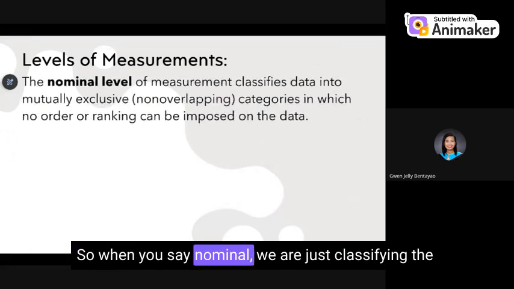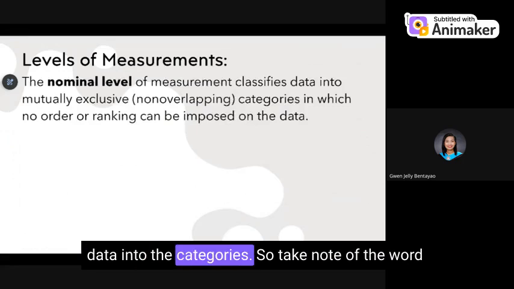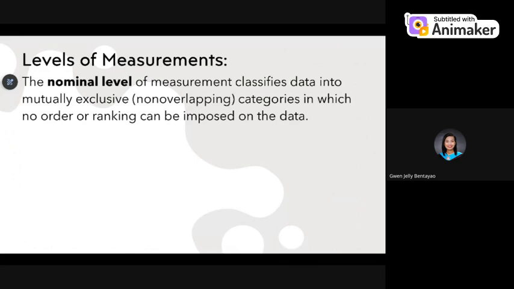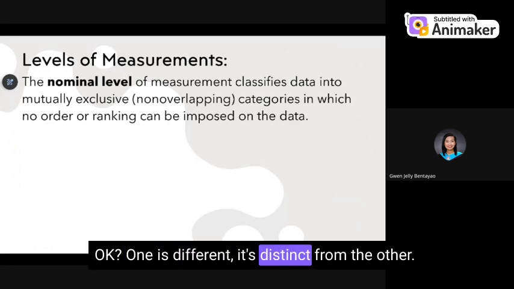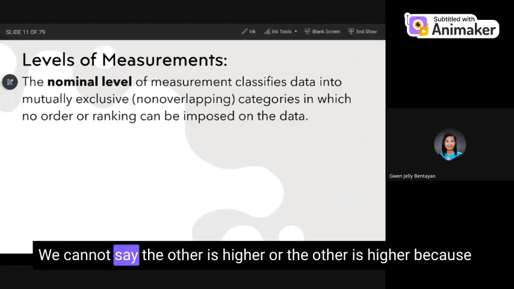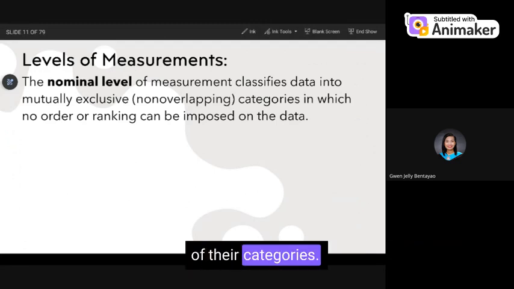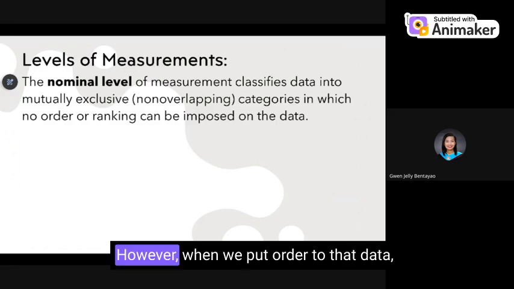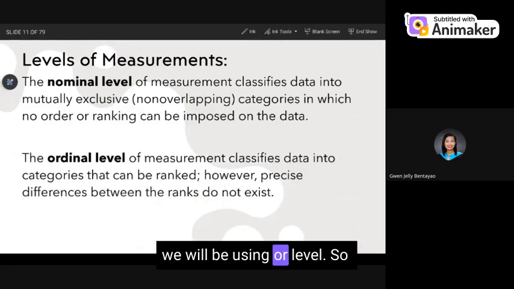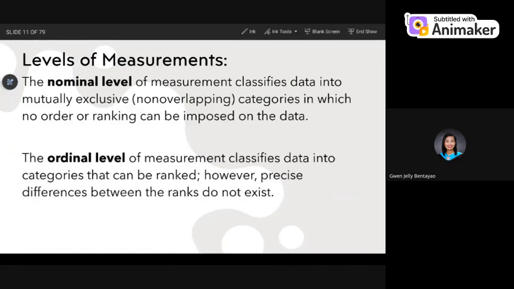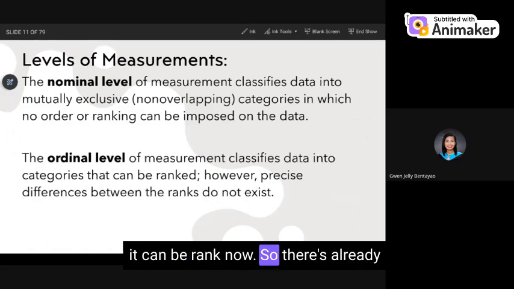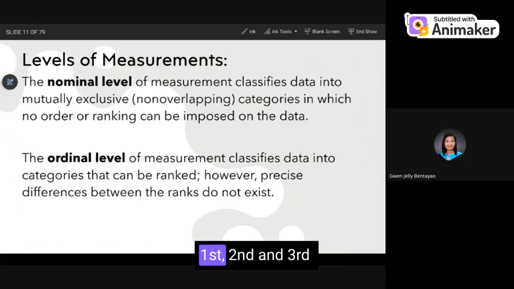When you say nominal, we are just classifying the data into categories. Take note that the categories don't overlap; one is distinct from the other. We cannot say one is higher than the other because of their categories. However, when we put order to that data, we will be using the ordinal level. So it can be ranked now. There's already first, second, and third.